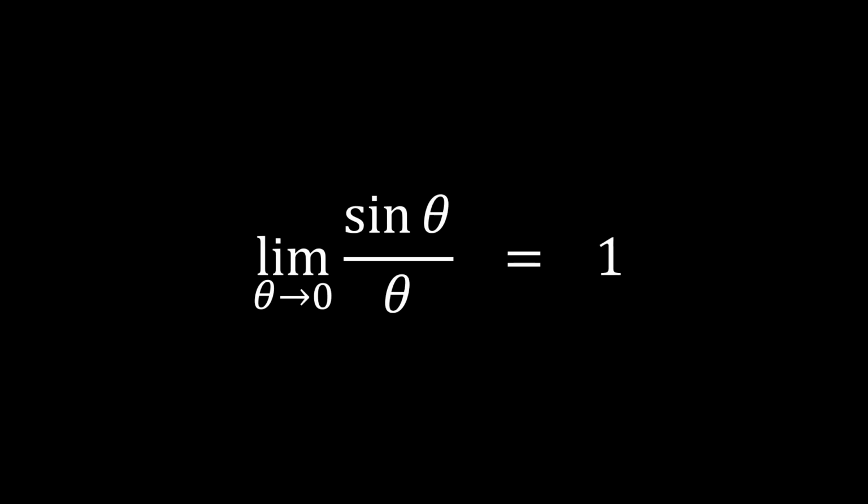In today's video, we'll prove why the limit of sine theta over theta becomes 1 as theta approaches 0 using geometric reasoning. This limit is essential for proving the derivatives of trigonometric functions, which we'll cover in the future, and it serves as a foundation for various other formulas as well.